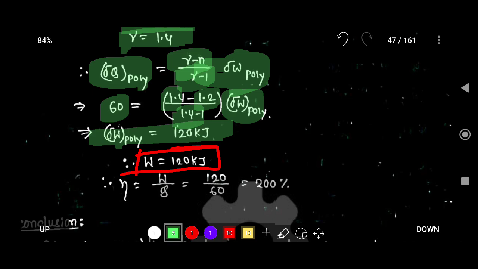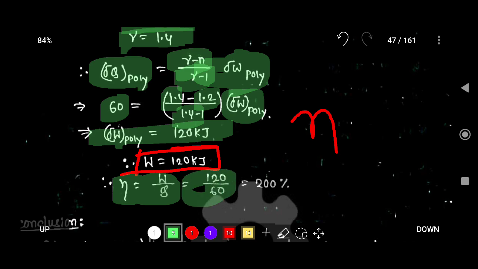Suppose the interviewer asks what the efficiency is. We know the formula: efficiency is output by input. Here work is the output and heat is the input. So we get 120 by 60, where 120 is the work transfer and 60 is the heat transfer. From here we get 200% efficiency.